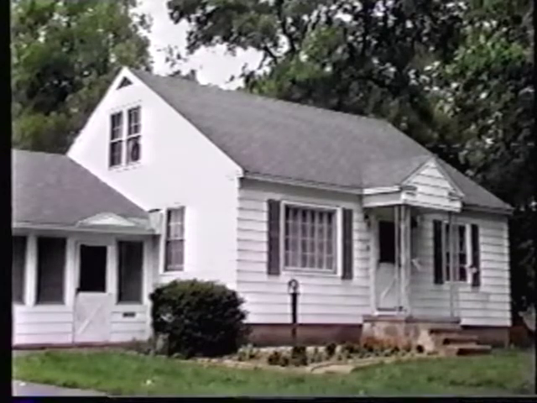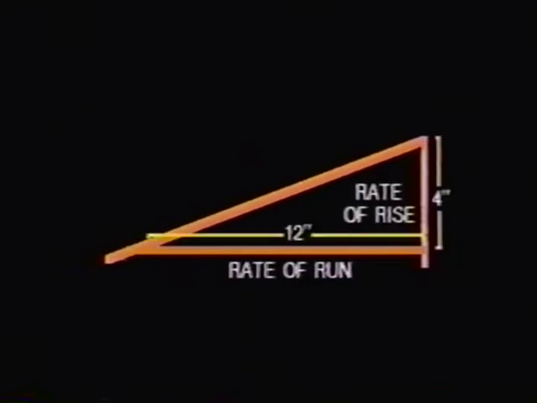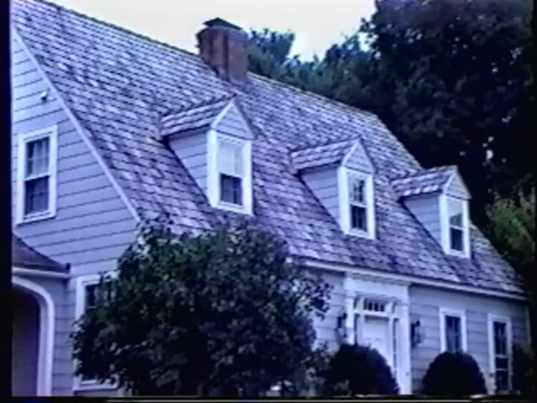Roofs are constructed with different pitches. This greatly affects our tactical plan. Pitch is identified by rate of run versus rate of rise. A 4-on-12 roof rises 4 inches for every 12 inches of horizontal run. 4-on-12 is a low-pitched roof and is easy to operate on while standing upright. On steeper roofs, a roof ladder or aerial device usually will be required to safely perform ventilation.